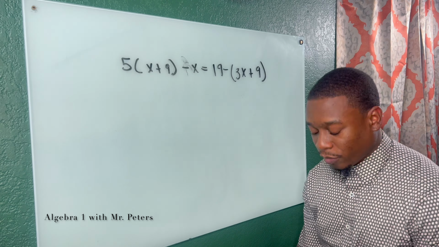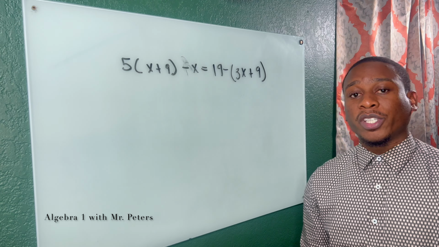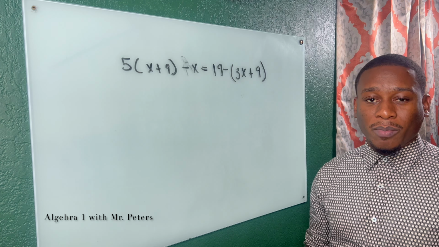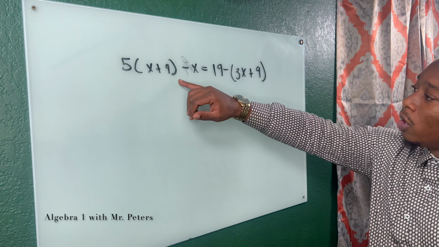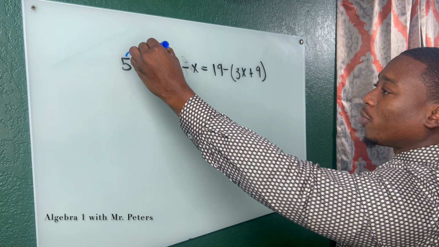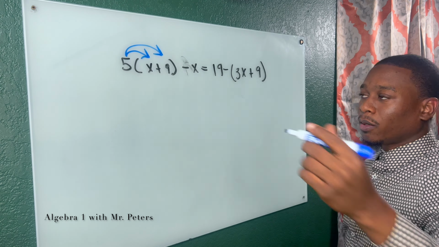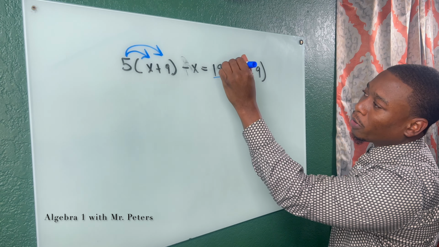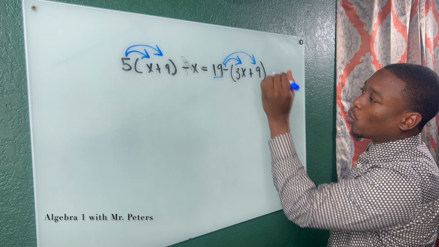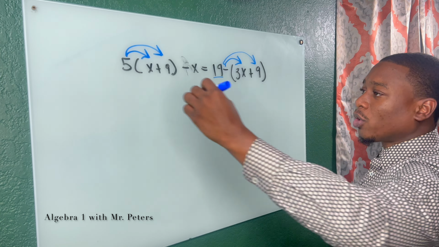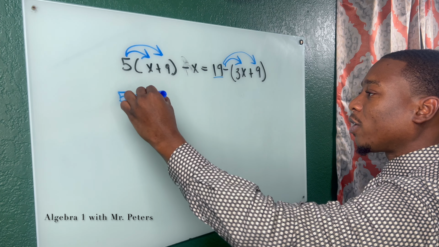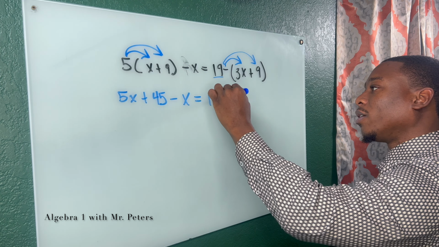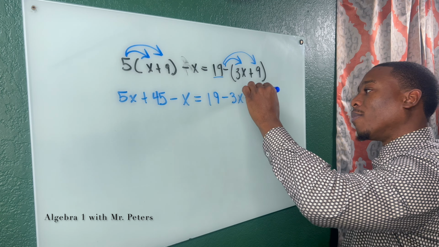Thank you for watching. So following the rules that I was just telling you guys about, right? First thing we want to do, distribute if necessary, but we have to analyze the problem. So I said, okay, I'm going to distribute 5x to 9, right? And then over here, I'm not distributing 19, but I'm going to distribute this negative sign to what's inside the parentheses. So now I go ahead, 5x plus 45 minus x is equal to 19 minus 3x minus 9.